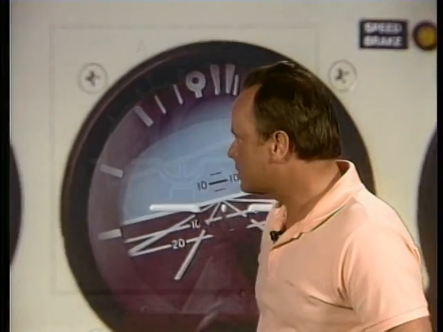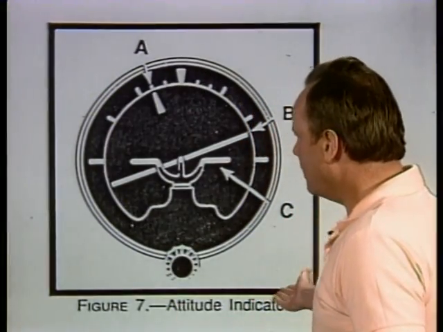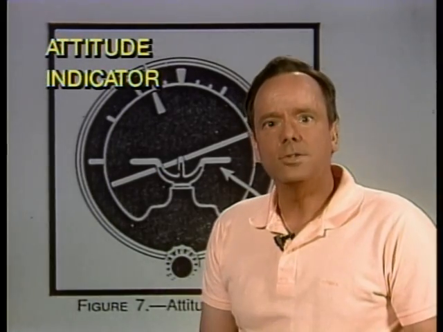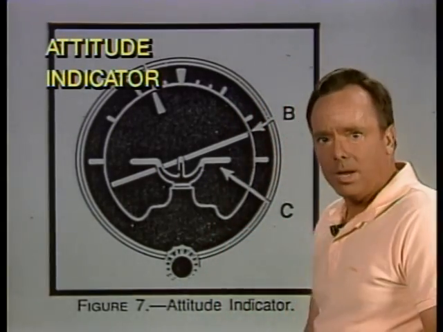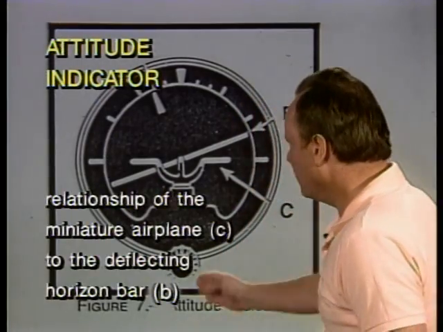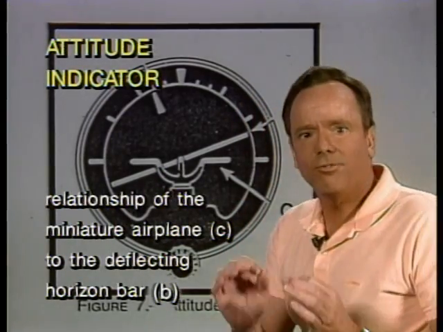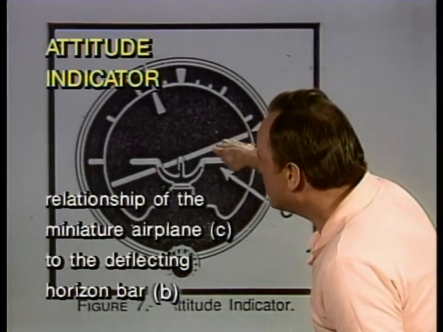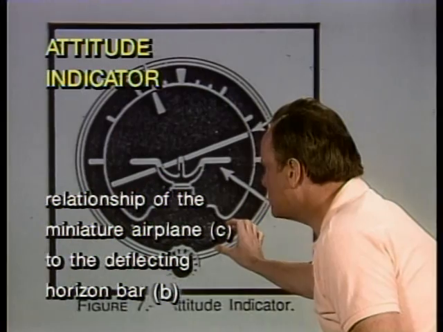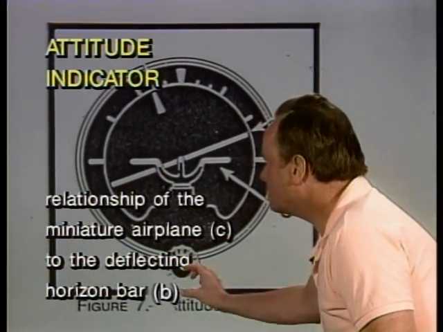And to do that, let's take a look in the FAA pages back on Figure 7 back there. And here is the attitude indicator. And the question they're going to ask you about the attitude indicator on the FAA written exam is how do you determine the direction of bank from an attitude indicator? And it can be confusing, and the way you do it is you note the relationship of the miniature airplane, which is C, to the deflecting horizon bar, which is B. So the answer in the test is note the relationship of the miniature airplane, which is C, to the deflecting horizon bar, which is B.